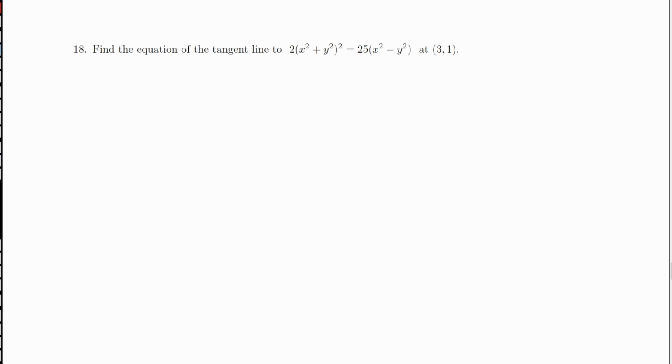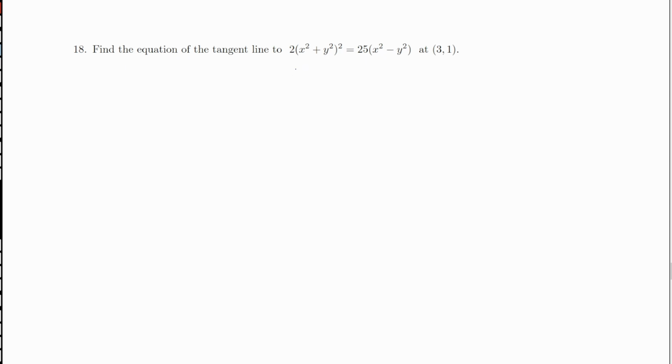Problem 18. Find the equation of the tangent line to this crazy-looking graph at the point (3, 1). To find the equation of a tangent line, I need a point and a slope, and I have a point, so we need a slope. Let's differentiate both sides. I'm going to use implicit differentiation because I don't think I can solve for y here.